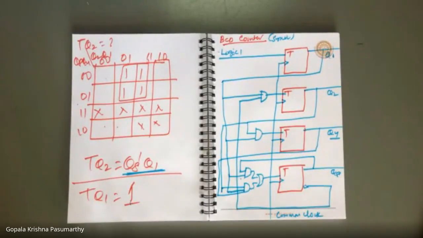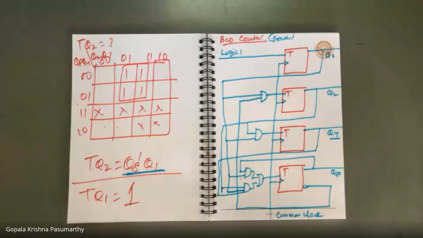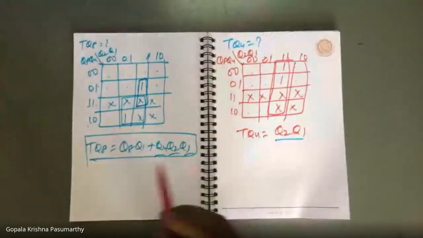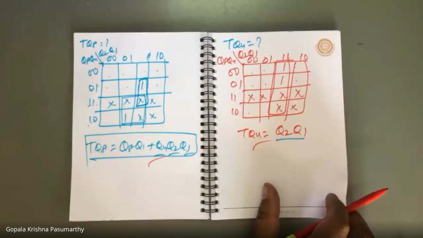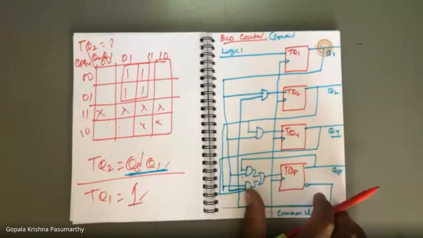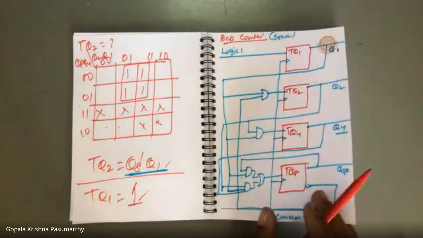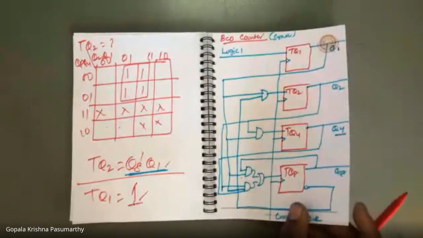Is it clear? Sir? Yes, please. Now it's clear, sir. TQ2, TQ4. Sir, the diagram is somewhat confusing, sir. See, once you have equations, we can connect it. Don't worry about it. Otherwise, we can draw the diagram in a different way also. Do you want me to draw an alternate way of drawing this diagram? Yes, sir.